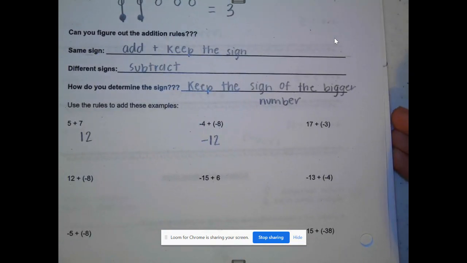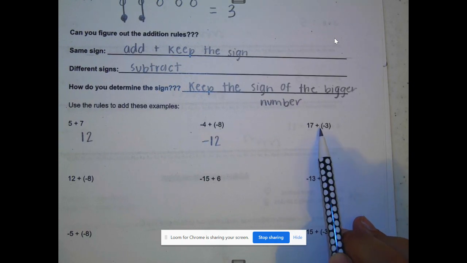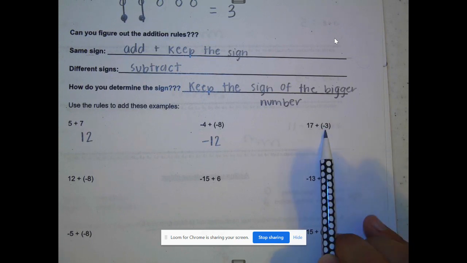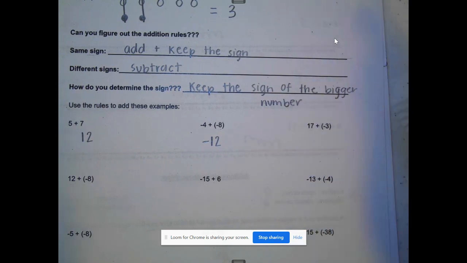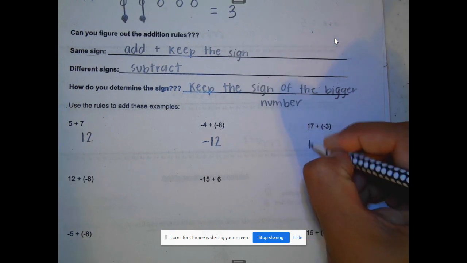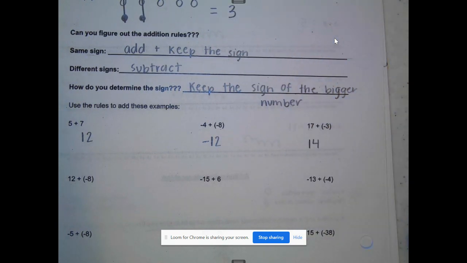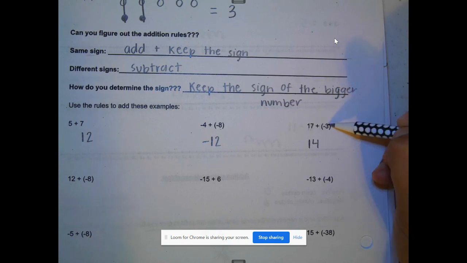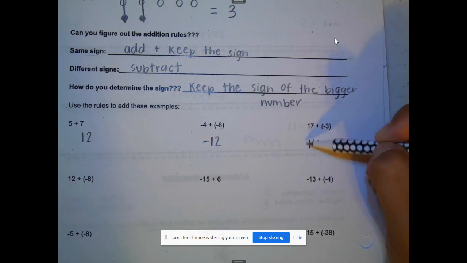Here's another one. 17 plus negative 3. These are different signs. One is positive, one is negative. So first thing we got to do is subtract. You take the bigger number minus the smaller number, ignoring the sign. So pretend that this negative is not in front of the 3. So 17 minus 3 gives us 14. Now to determine the sign, we keep the sign of the bigger number. 17 is bigger than 3. 17 is positive, so our answer is positive.